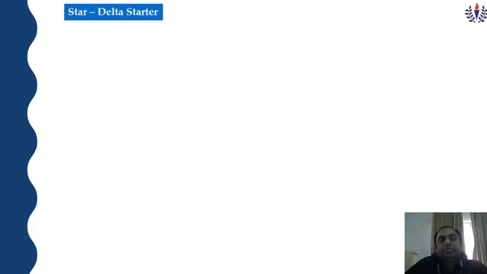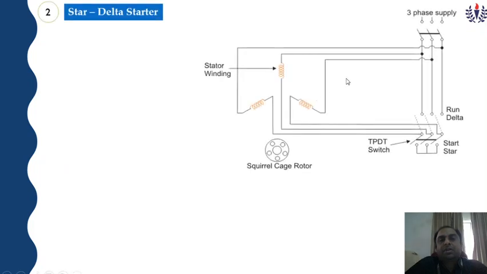Second one, star delta starter. This is a general circuit diagram of a star delta starter. Here the three phase supply is given through a triple pole single throw switch, and it will be given through a triple pole double throw switch. This is a triple pole double throw switch. So here there will be one end for run and start, another one delta, another one star. So this is star delta: star for starting purpose, delta for running purpose.